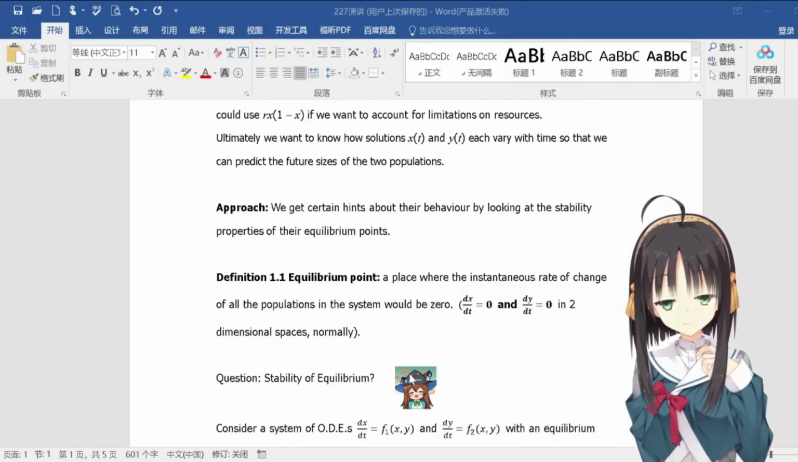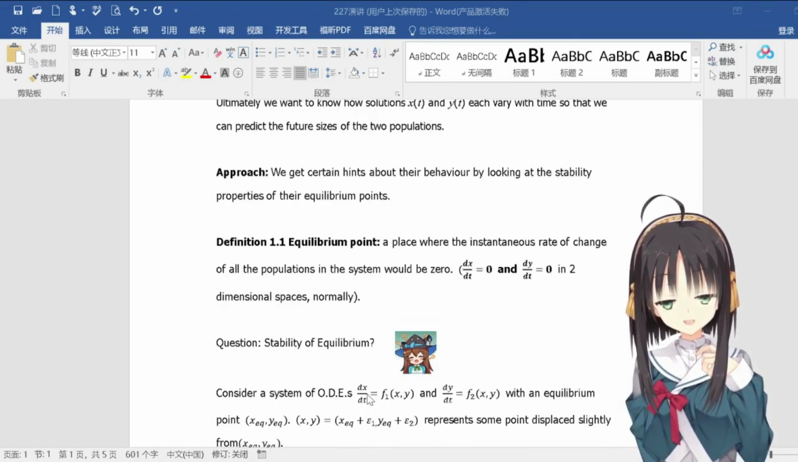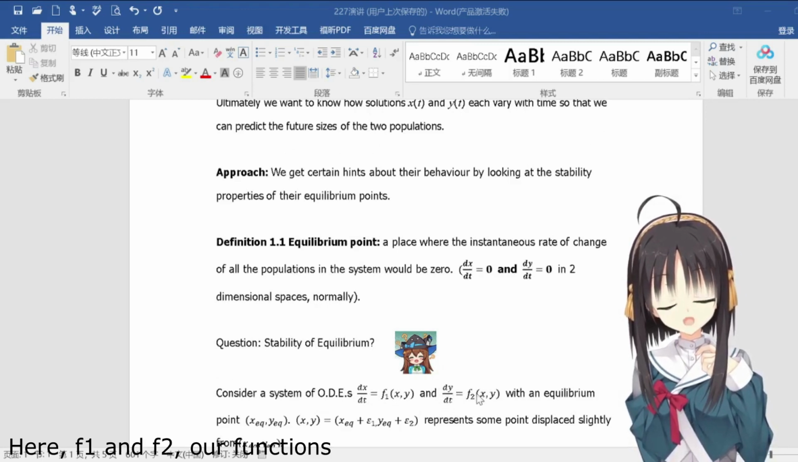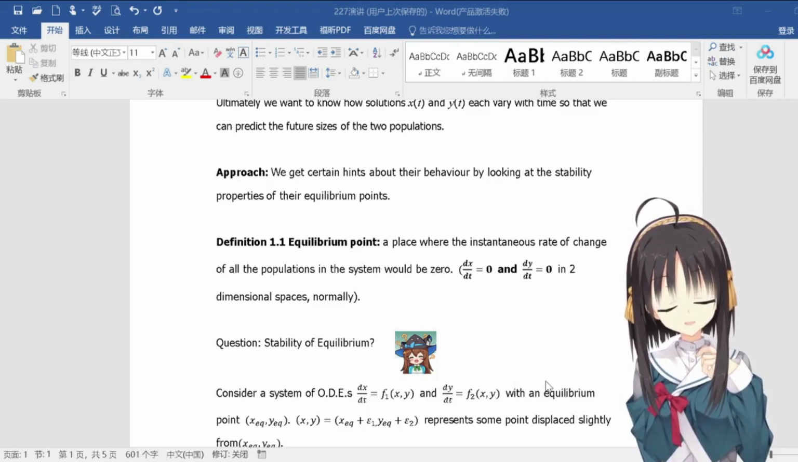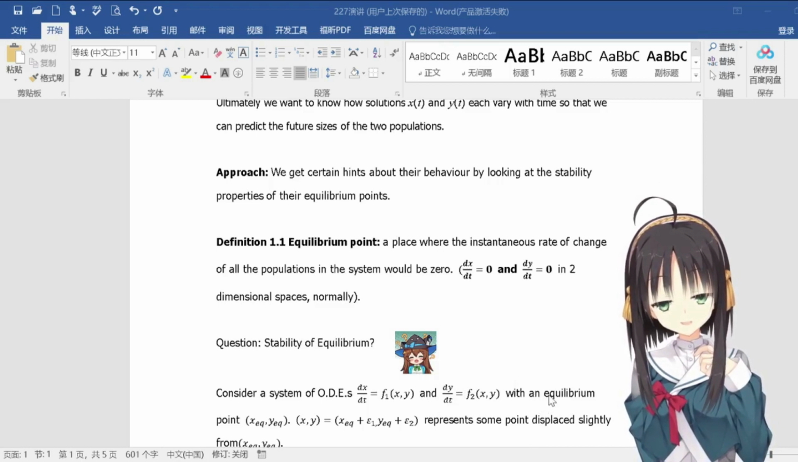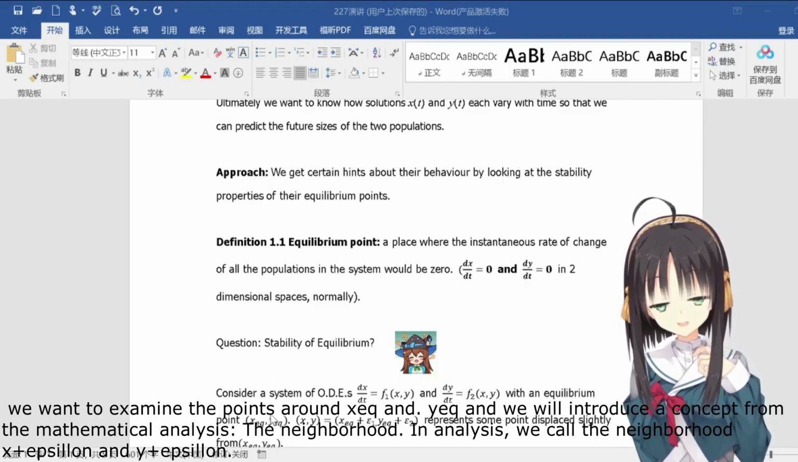Consider a system of ODEs, dx/dt equals f1 and dy/dt equals f2. Here, f1 and f2 are functions of two variables, x and y. Now suppose we already know the equilibrium point, x_eq and y_eq. Here, we want to examine the points around x_eq and y_eq, and we will introduce a concept from mathematical analysis, the neighborhood.